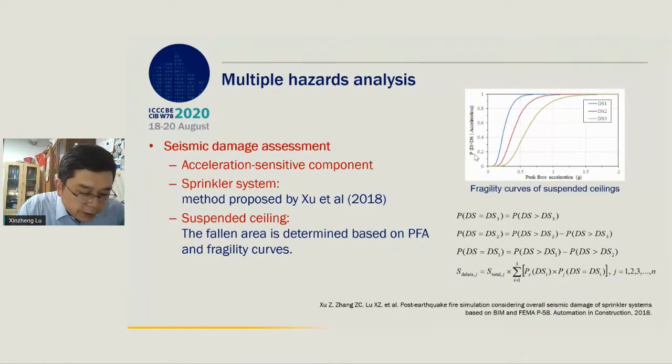Sprinklers and ceilings are acceleration-sensitive components. Their damage is determined based on the time history analysis and the fragility curves from FEMA P58. So here the figure shows how to define the damage to the sprinklers and the ceilings.